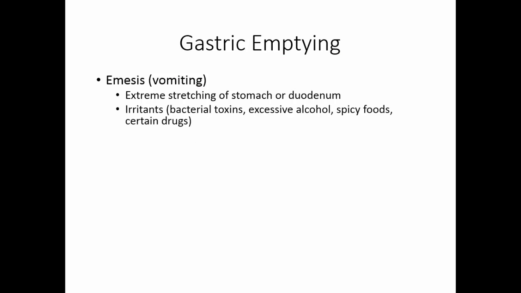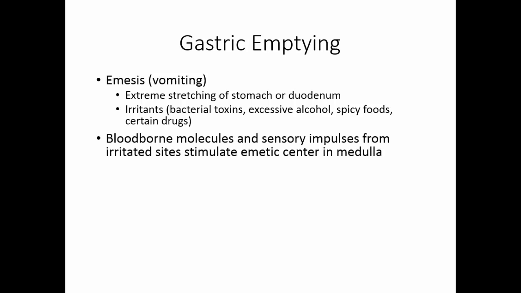Emesis or vomiting is another form of gastric emptying. It can be caused by extreme stretching of the stomach or duodenum or by irritants in the stomach. Irritants like bacterial toxins, too much alcohol, spicy foods, or even certain drugs. The irritated area will send blood-borne molecules and sensory impulses to the emetic center in the medulla. People usually start to feel nauseated, they look pale, and they salivate. You'll remember that salivation is one of the things the body does to try to dilute down those toxins.